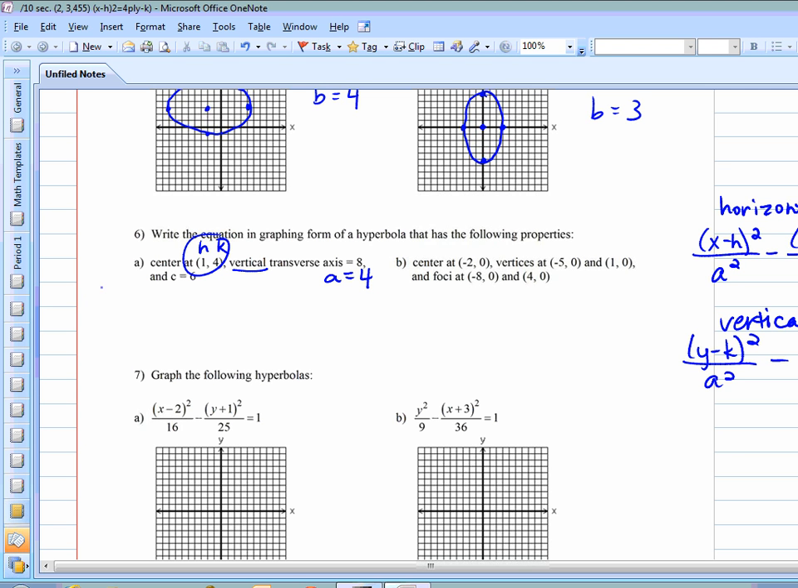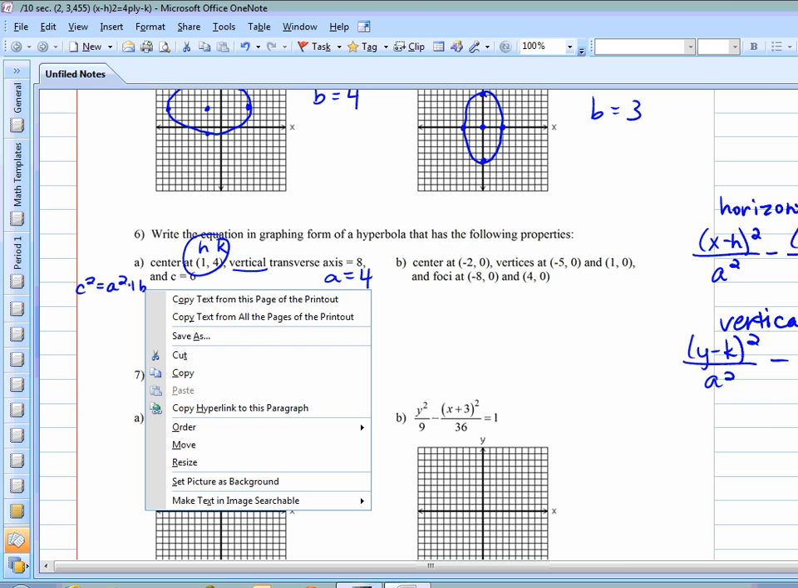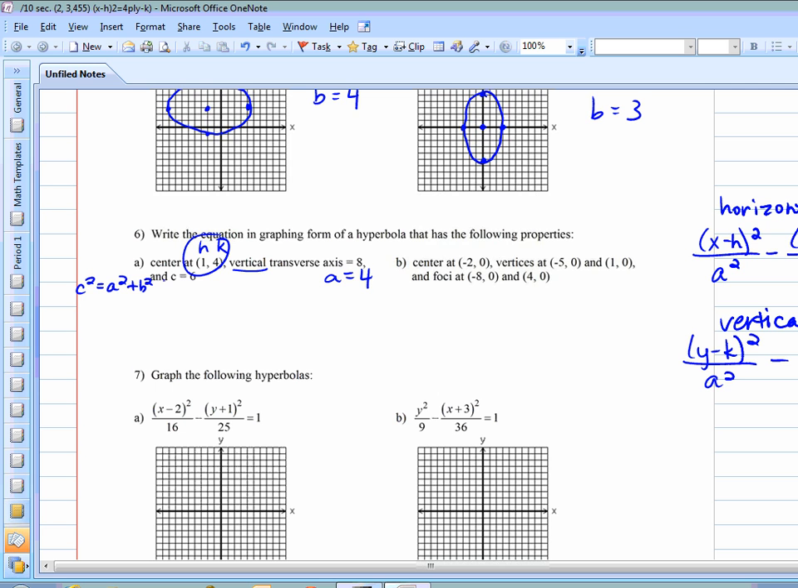Well, we need to know, use our C-squared equation for a hyperbola, which is C squared equals A squared plus B squared. And so plugging in those values, we will be able to solve for B squared, that we can put in our answer. So we get 20 for B squared.